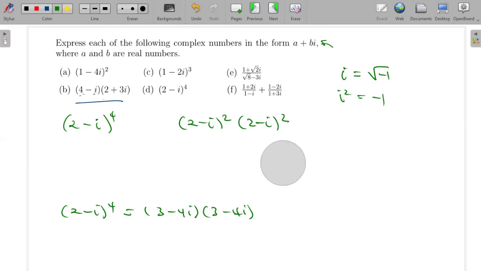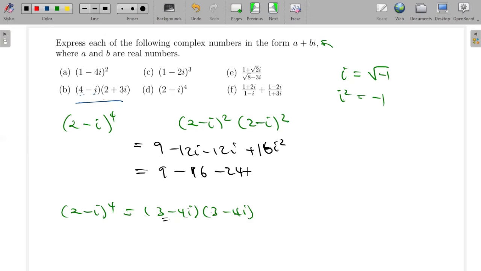Okay, so here I'm going to just replace, and I'll have that this is going to be equal to, so 3 by 3 gives you 9. 3 by that there I get negative 12i, and then negative 4 by the 3 gives me negative 12i, and then that by that gives me positive 16, and then the i squared. So I have 9, and then minus 16, and then minus 24i.